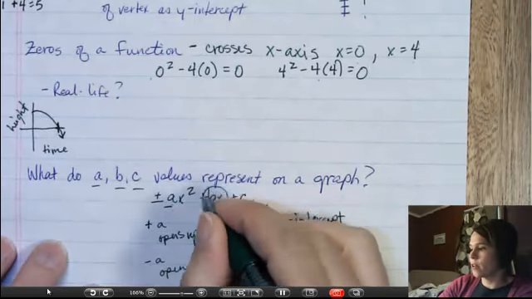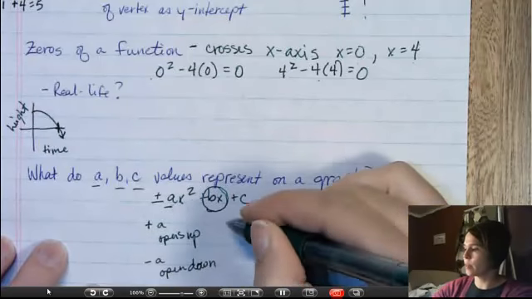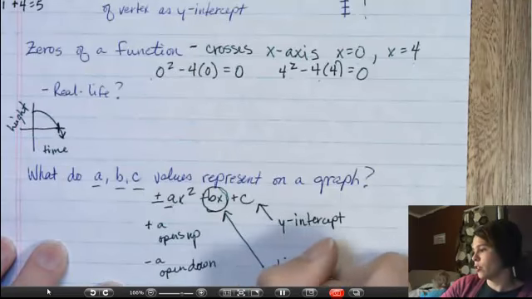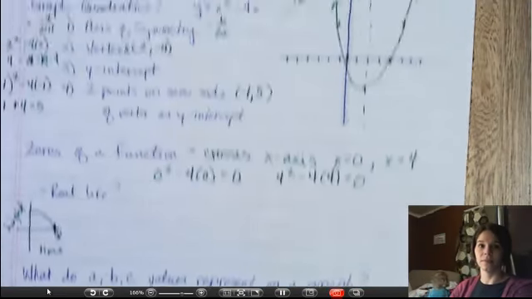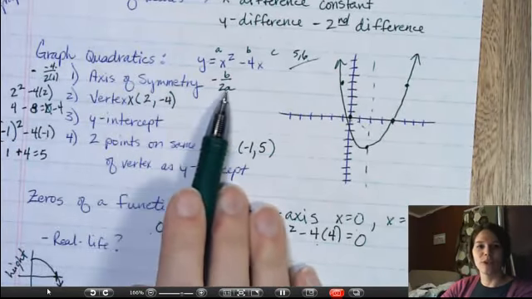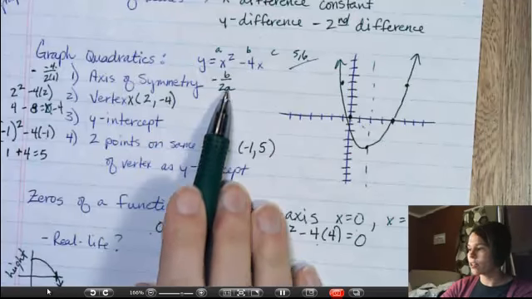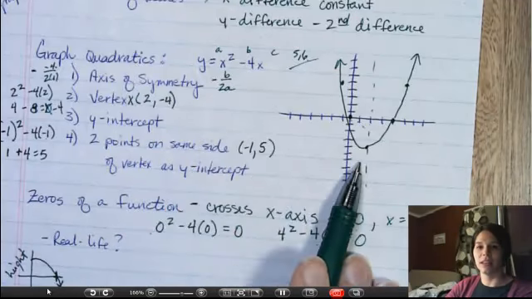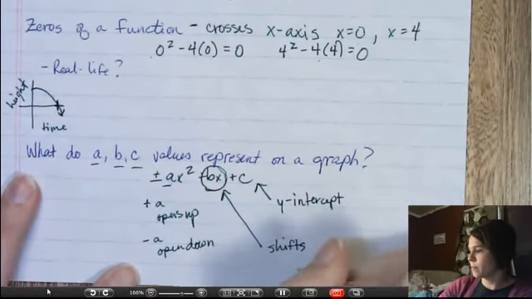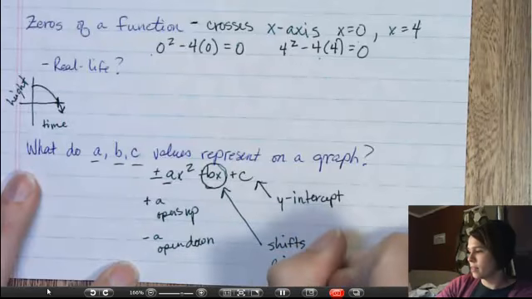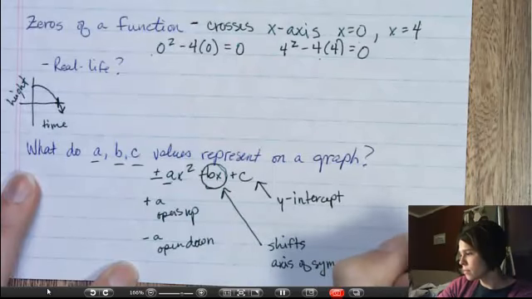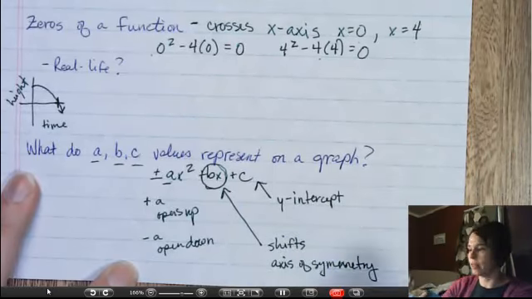Okay, and lastly, this B value, we didn't talk a lot specifically in the first part of this, but my B value shifts something. If I come up here, the only equation I have so far that uses a B value is the axis of symmetry. And look, this equation has a B value, and I've shifted it sideways. So my B value shifts the axis of symmetry, which really moves the whole parabola sideways.